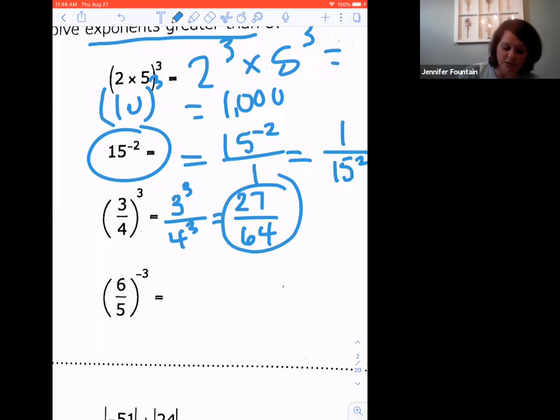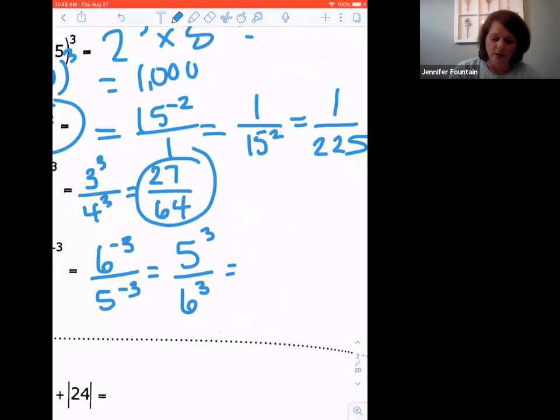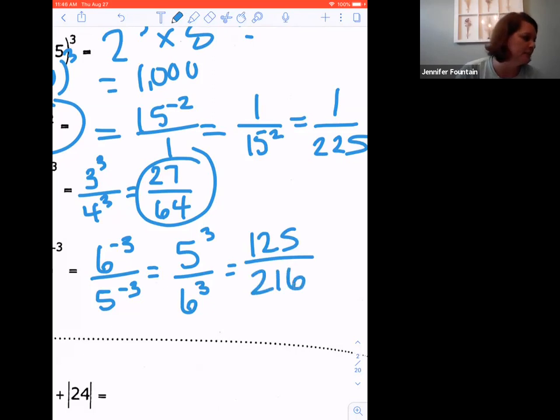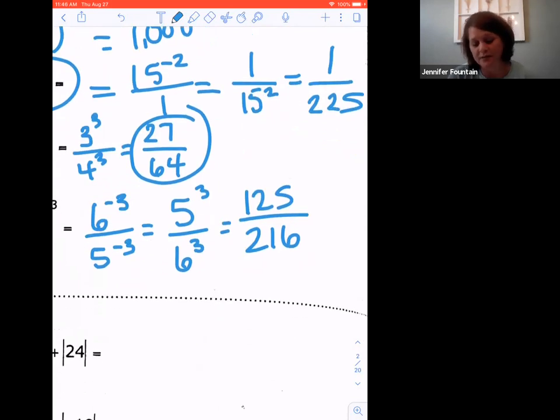Okay, in this situation, this will be 6 to the negative third over 5 to the negative third. To make those positive, I've got to flip them. So that makes it 5 to the third over 6 to the third. 5 to the third: 5 times 5 is 25, and 25 times 5 is 125. 6 times 6 is 36, and 36 times 6 is 216. On that one, I know 125 is 5 times 5 times 5, and 5 will not go into 216. So there is my final answer.